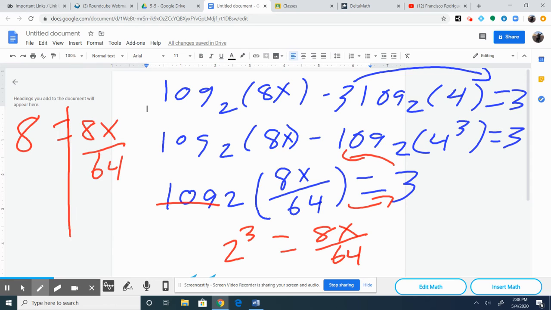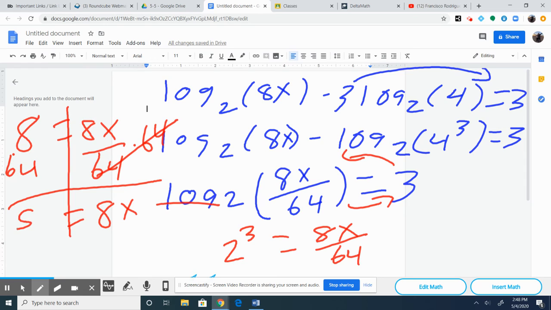So now to solve this, we're going to multiply both sides by 64, in order to cancel out the denominator. So we're going to have 8x on one side, and 64 multiplied by 8 is going to give us 512. Now we are going to divide both sides by 8 in order to cancel out the 8 and leave the x by itself. So that cancels out.